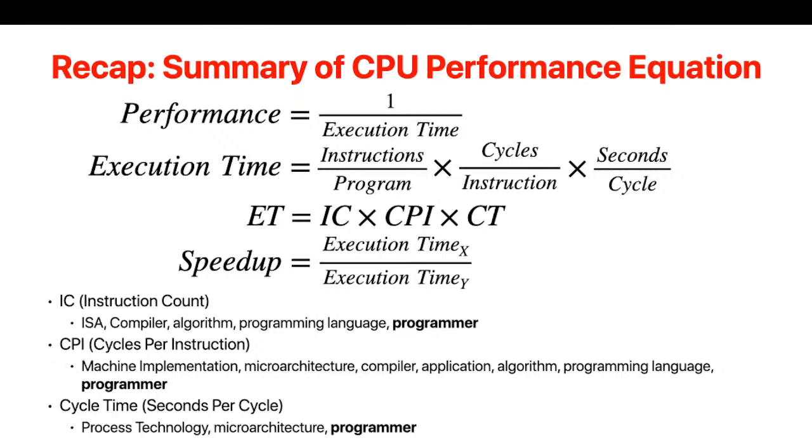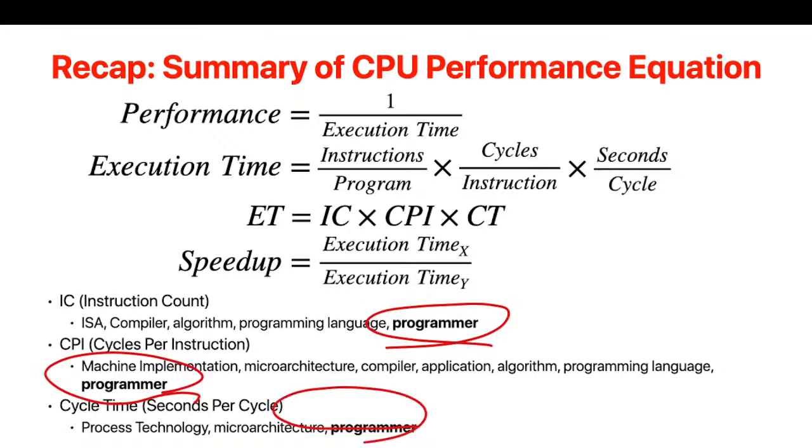In the previous two lectures, we learned the CPU performance equation. Performance is the inverse of execution time, and execution time is the number of instructions, the cycles per instruction, and the cycle time. As for speedup, there's only one definition in computer architecture: the speedup of y over x is the execution time of x over the execution time of y. There are many factors that can affect execution time, and programmers, you are the most important, since your names are everywhere.